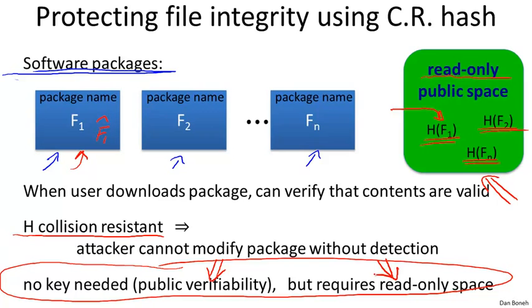And in fact, later on, we're going to see that with digital signatures, we can get to the best of both worlds, where we have both public verifiability and we don't need a read-only space. But so far, with either MACs or collision resistance, we can have one, but not the other. I'll tell you that in fact this kind of scheme is very popular. Linux distributions often use public spaces where they advertise hashes of their software packages, and anyone can make sure that they downloaded the right software package before installing it on their computer. So this is something that's used quite extensively in the real world.